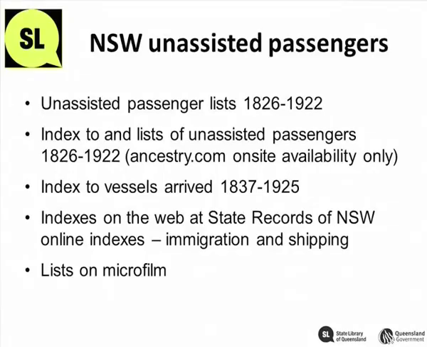What about unassisted? Now, there are index and lists of unassisted passengers 1826 to 1922. There is also a website, Mariners and Australian Waters, but it's not a complete index at this stage. And Ancestry.com, on-site availability only, but you can search it. We've also got indexes to vessels arrived, 37 to 1925, and indexes on the web at State Records. And lists are on microfilm and on Ancestry.